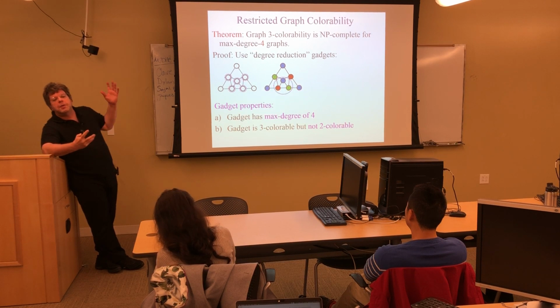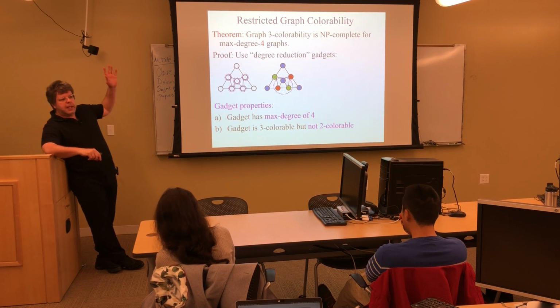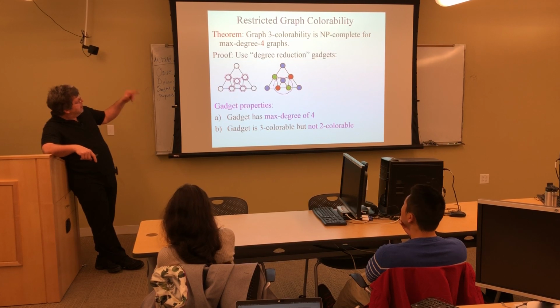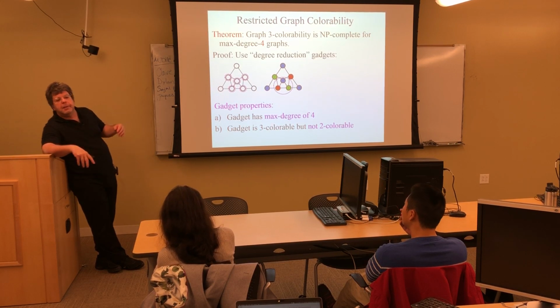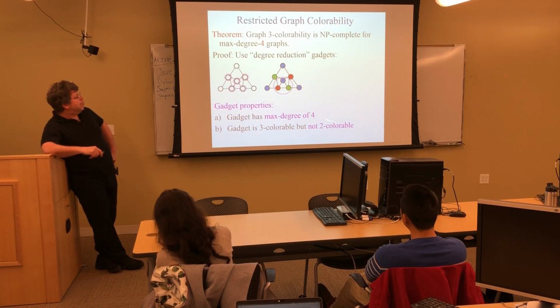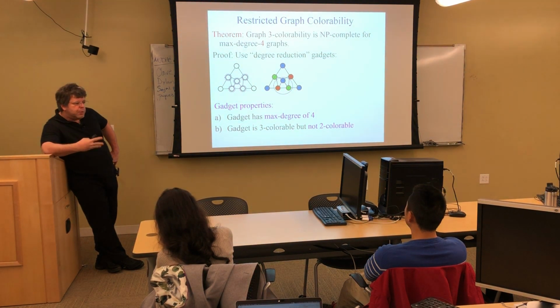You can always swap colors around, for example. Just substitute colors for other colors. How many get that? You can always swap colors. You just rename the colors. Instead of calling them blue, red, and green, call them alpha, beta, and gamma. But it's not 2 colorable. Why is this gadget not 2 colorable? Because it has a 3 cycle. We already said 3 cycles foil 2 colorability.